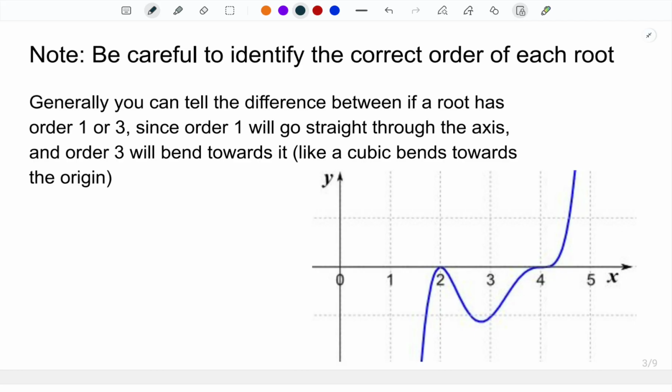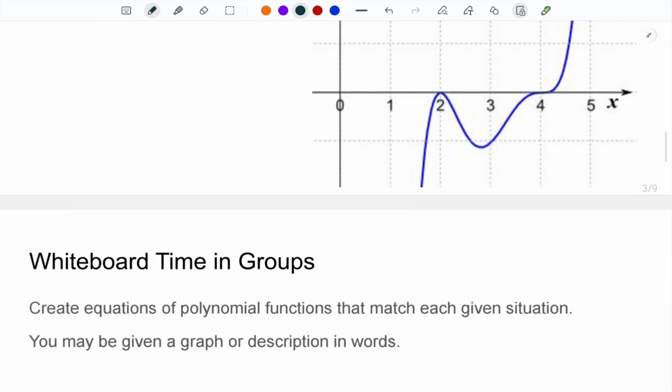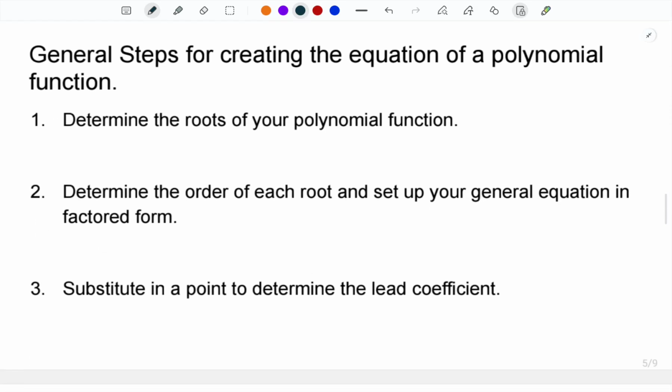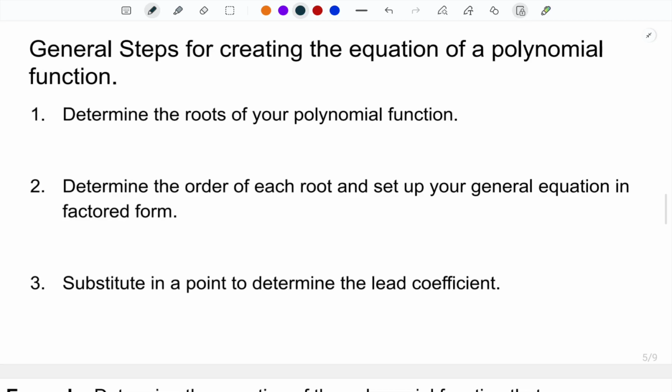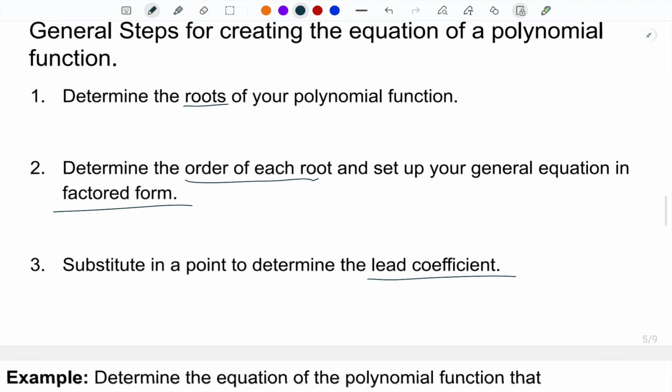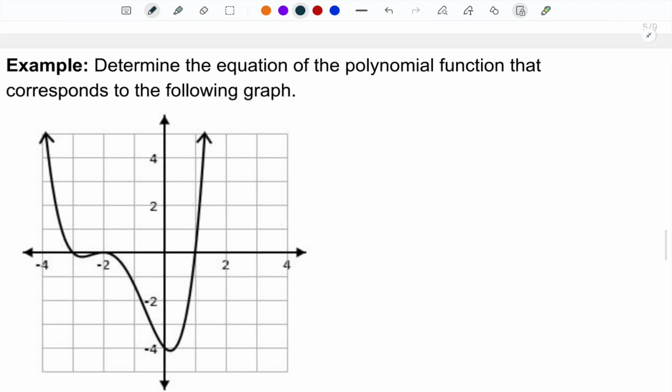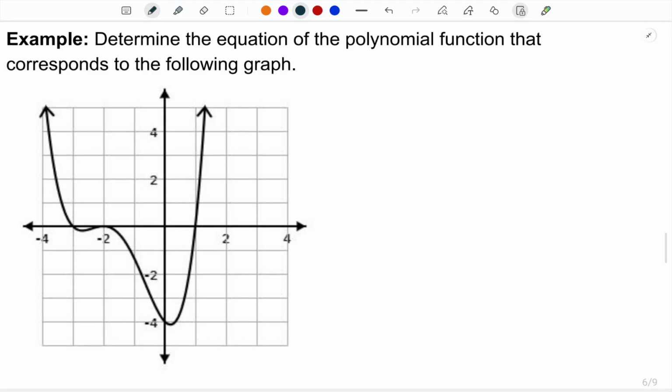All right, let's continue on. So we're going to skip that whiteboard time. But yeah, so in general, the steps for creating an equation: determine the roots, determine the order of each root, set up your factored form, and then substitute in a point to get that lead coefficient. If you can do those 3 steps, you can find out the equation of a polynomial for the most part. Sometimes there may be trickier situations, but that is a general structure that we can make use of.